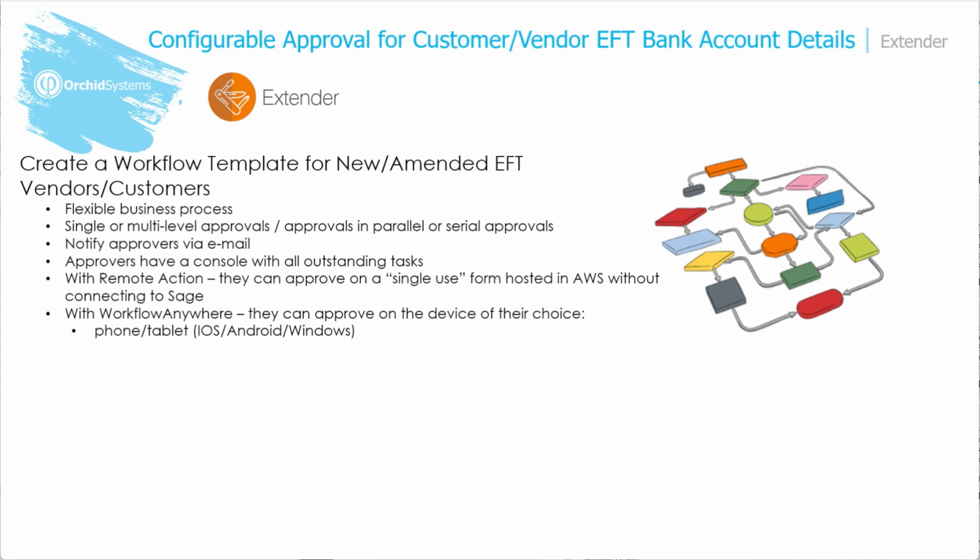The approvers can be notified via email when there are records for them to approve, and they have a workflow console to view all their outstanding tasks. And with remote action, you could approve the changes on an external website and not have to log into Sage 300 to do the approval. Or with Workflow Anywhere, you can approve using a mobile device, and you can use either a phone or a tablet, iOS or Android or Windows, to approve or reject the records waiting for your approval.